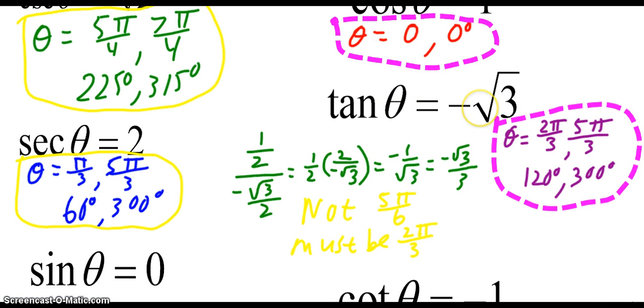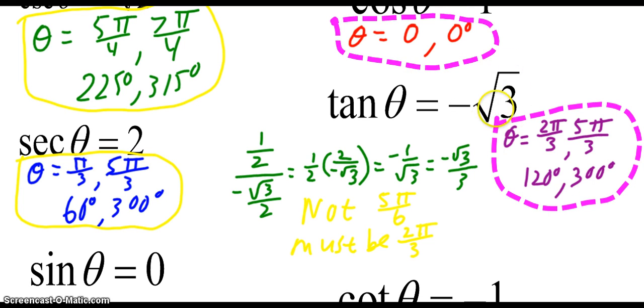Tangent of theta equals negative root 3. So tangent and cotangent can be the most difficult because sometimes you might have to do a little bit of work, depending on how good you are at dividing fractions in your head. If you're not very good at dividing fractions in your head, that's okay. Let me give you a strategy. If tangent of theta equals negative root 3, or if it equals positive root 3, the negative in this case is something that'll come into play at the very end.